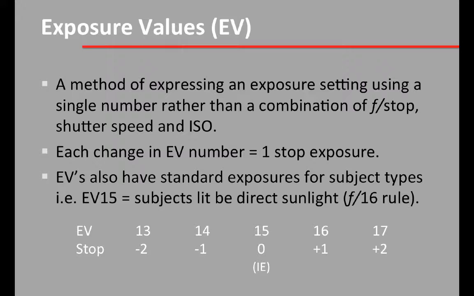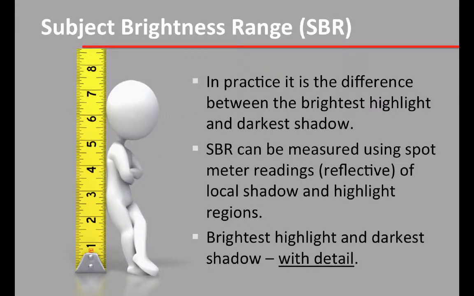in a brightness value. Okay, so let's look at a concept called subject brightness range, often referred to in the literature or simplified in the literature as just SBR. A subject brightness range is a pretty easy concept, really. It's just the difference between the brightest highlight and the darkest shadow in your image, in the scene.